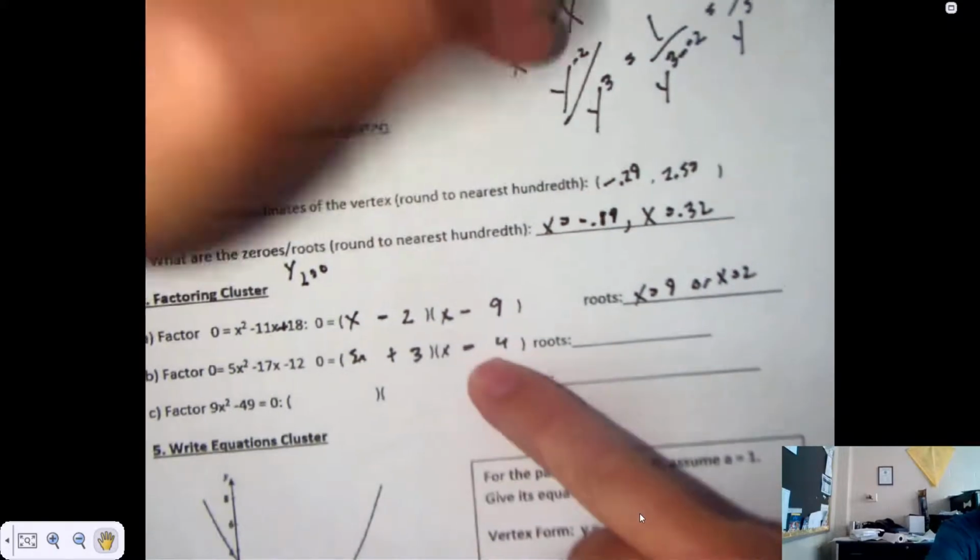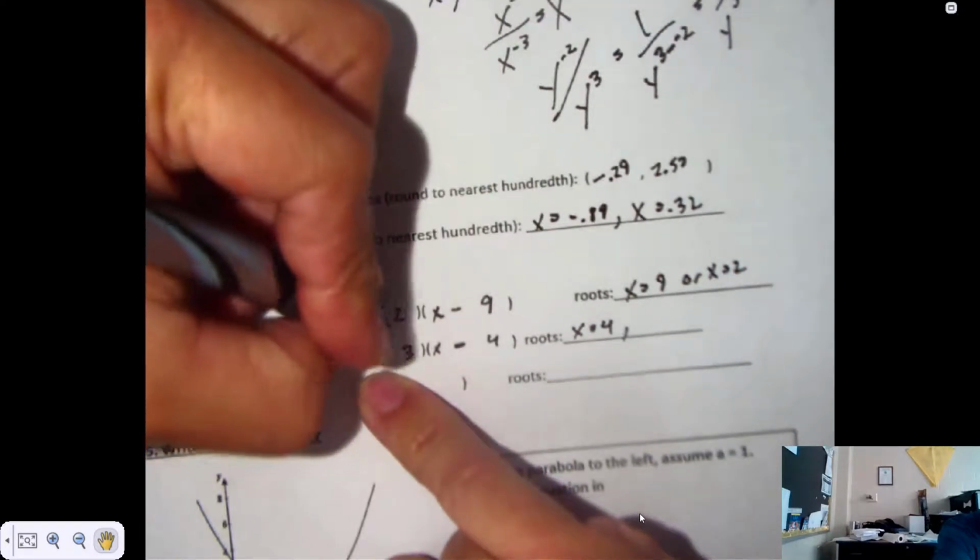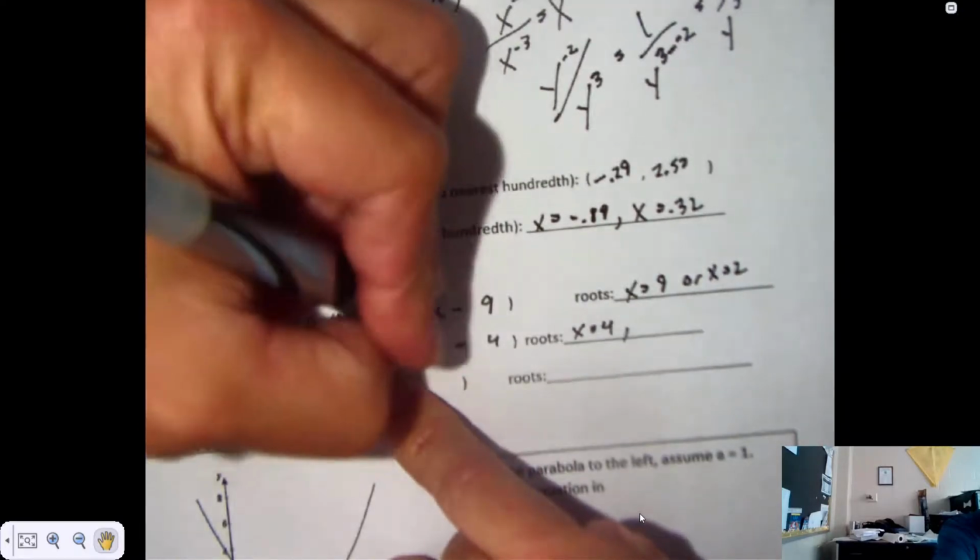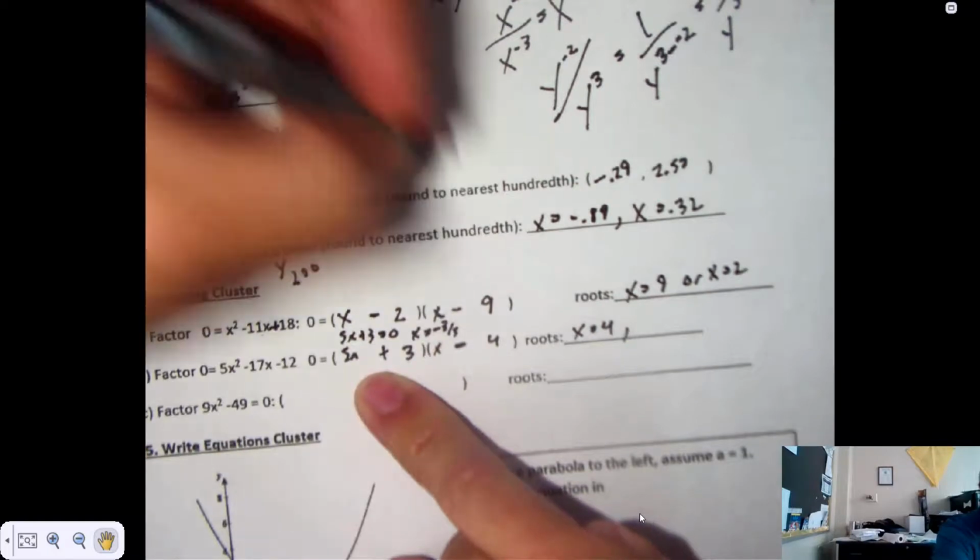You got an easy zero of x equals 4. This one's a little bit harder. You're thinking 5x plus 3 is 0. That makes x a negative 3/5 when you subtract 3 and divide by 5.